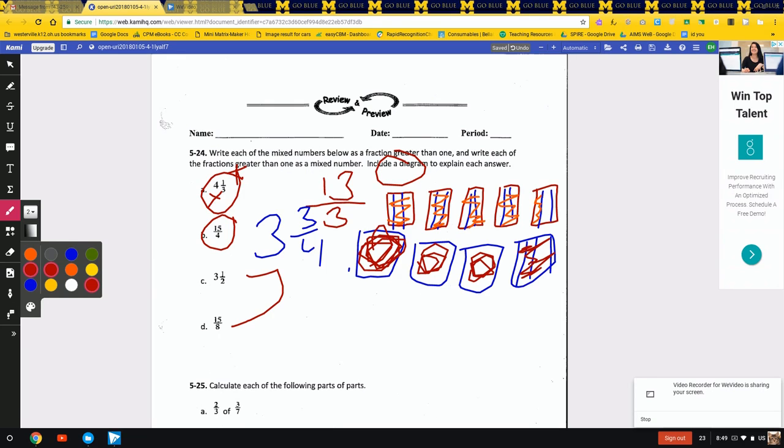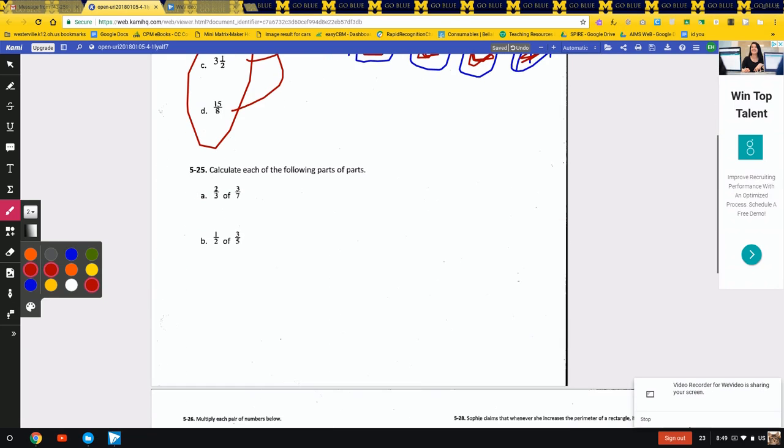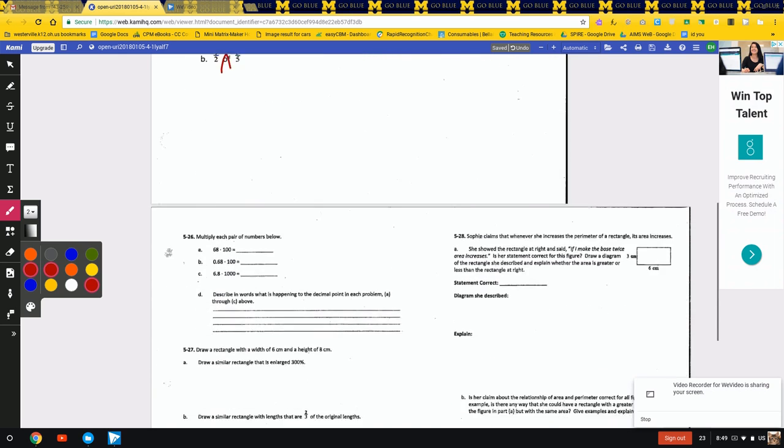If you haven't already done A and B and you're just checking, you can do C and D on your own. Next part is just pretty much telling you to calculate. So again, we know that of means to multiply, so you just need to multiply straight across. I don't think these can be reduced either, so pretty simple there. Good luck with that.